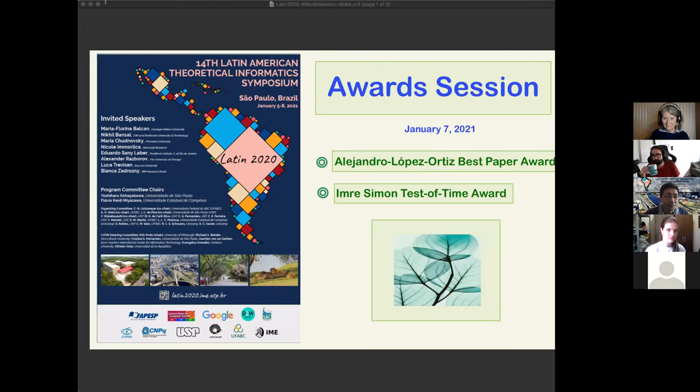As you may know, two prizes will be given in this edition of Latin, the Alejandro Lopez Ortiz Best Paper Award and the Imre Simon Test of Time Award. Thanks to a sponsorship agreement with Springer, in this edition of Latin, we were able to offer a cash award of 500 euros to each prize. And we have decided to split equally between the two awards the amount of 1,000 euros offered by Springer.